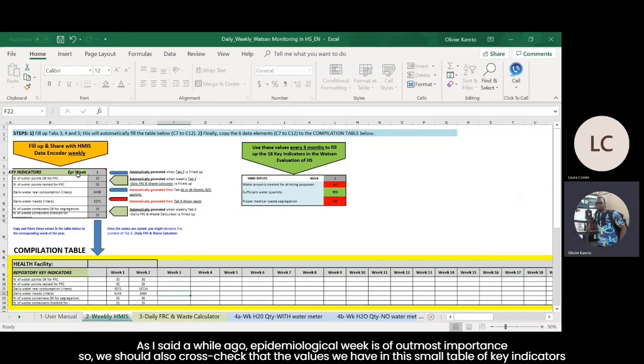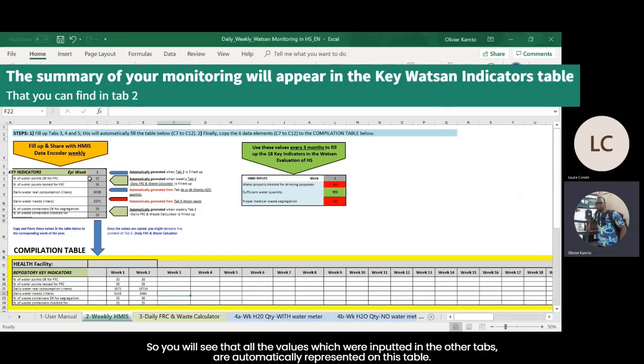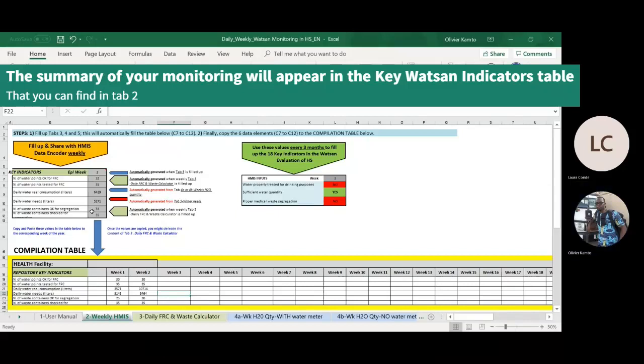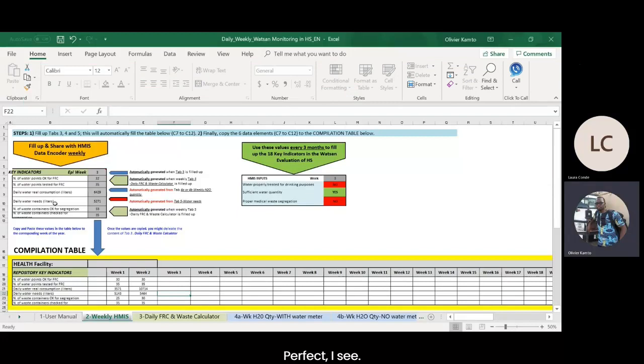As I said a while ago, epidemiological week is of utmost importance. So we should always cross-check that the value we have in epidemiological week on this small table here, key indicators, is coherent with whatever information we have filled for the week in the other tabs. So you'd see all the values which were inputted in the other tabs are automatically represented on this table. Perfect. I see, great.